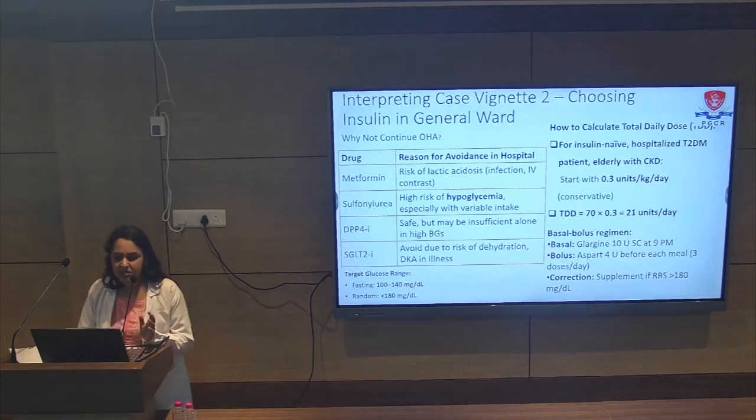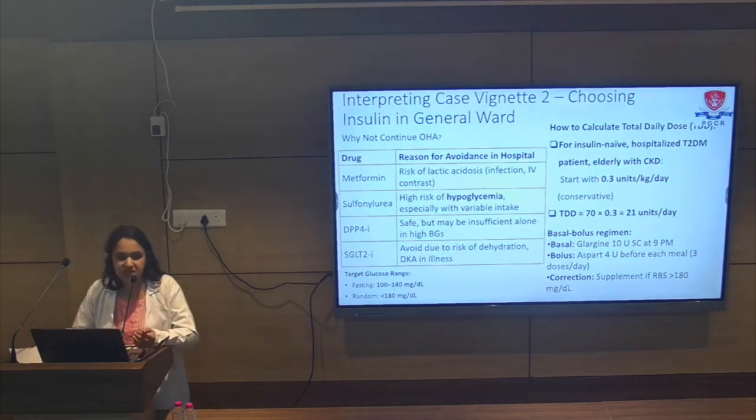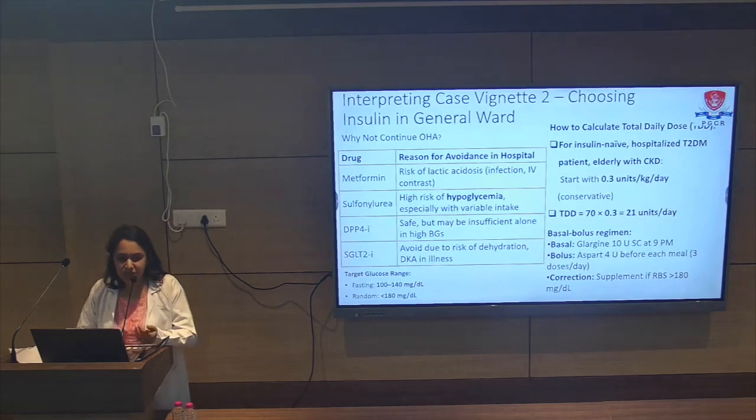We divide the total daily dose: 50% is given as basal and the remaining 50% is divided into 3 parts, with each part given as bolus before each meal.